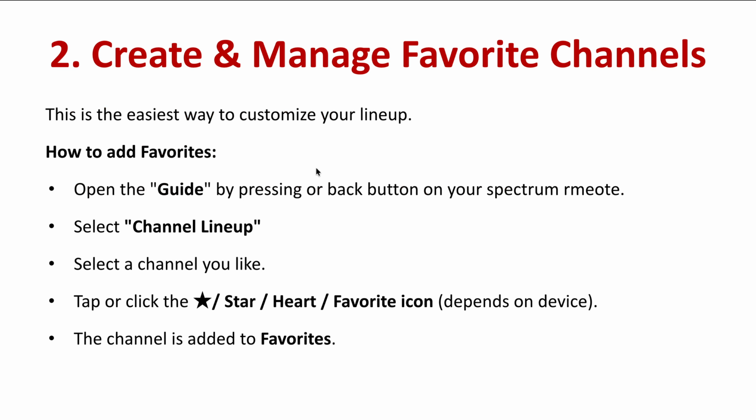How to add favorites. Open the guide by pressing your back button on your Spectrum remote. Select channel lineup. Select a channel you like. Tap the star, slash, heart or favorite icon. The channel is added to your favorites.